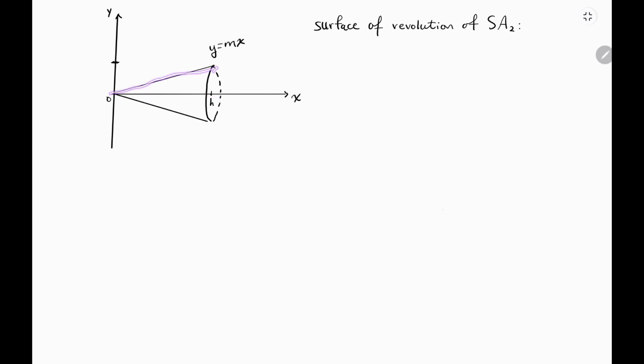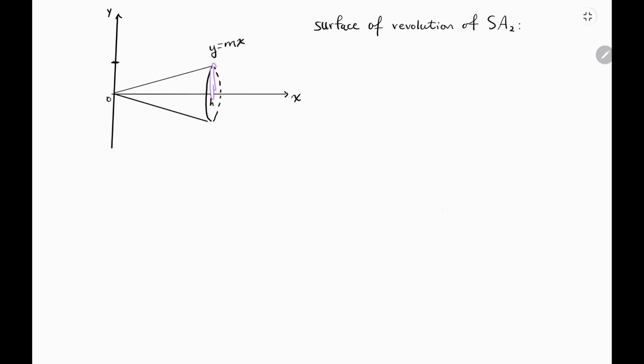So y equals mx. And then I will do a surface of revolution. We will take this line segment whose corresponding x values go from 0 to h, all right? And then we're going to spin it around. If we revolve it around the x-axis, we will get the outer surface area for the cone, okay?